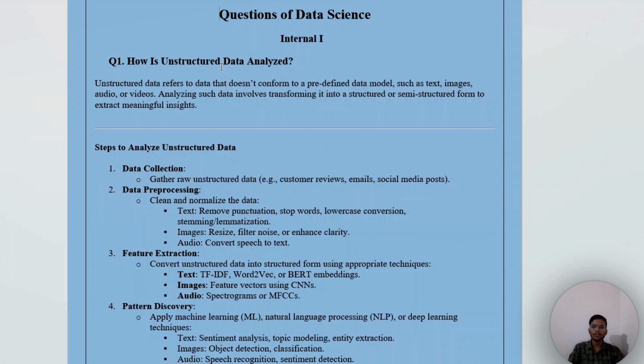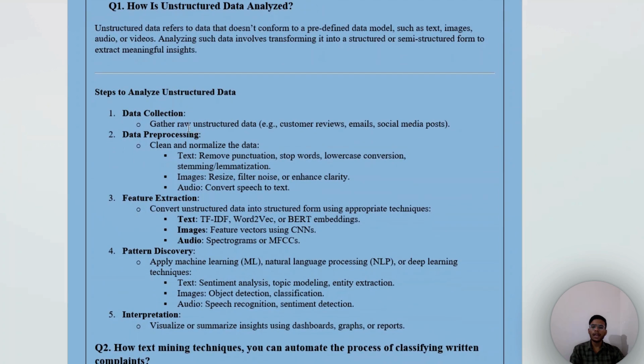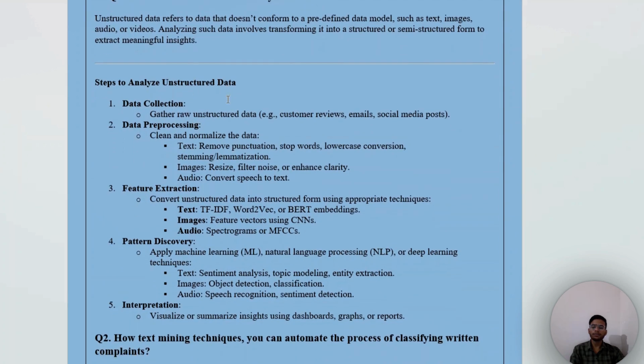In this video, we discuss some questions of data science and their answers. Let's start. First question we have: how is unstructured data analyzed? Unstructured data refers to data that does not conform to a predefined data model, such as text, images, audio, and videos. Analyzing such data involves transforming it into a structured or semi-structured form to extract meaningful insight. Steps to analyze unstructured data.